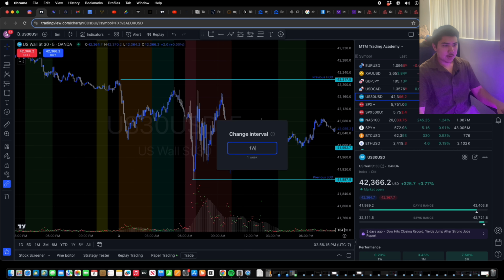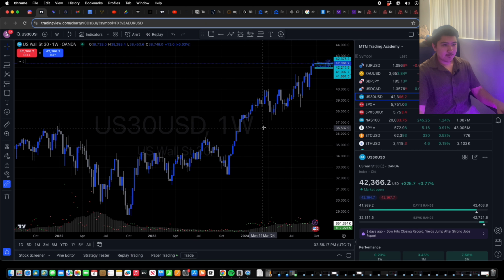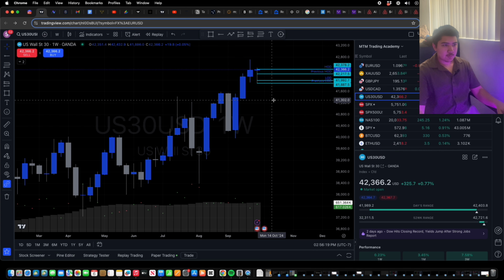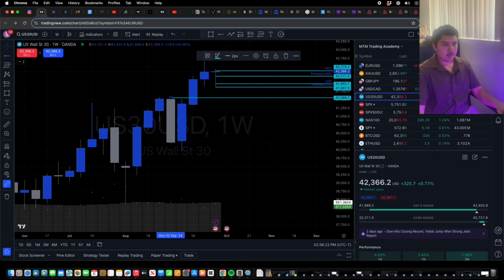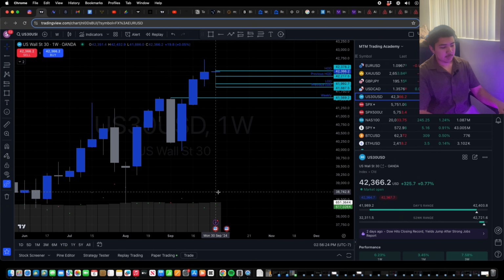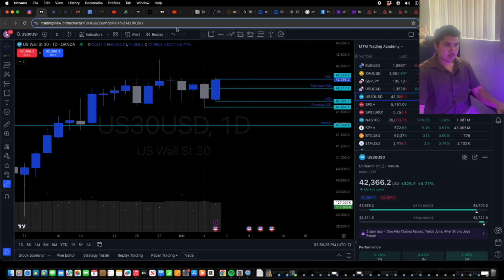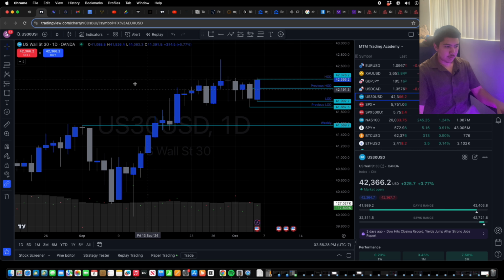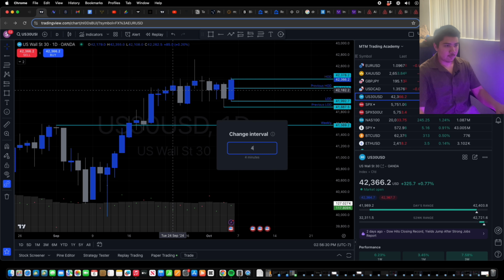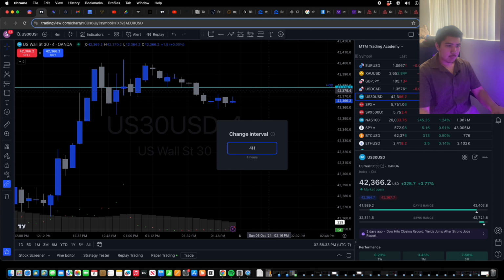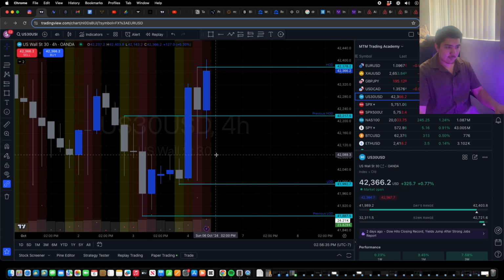Now I want to go down to the weekly, and let's see the area of demand on US 30 on the weekly time frame. Go down to the daily. We don't have much to work with since we've just been in a strong uptrend, so we're going to rely heavily on the 4 hour, 1 hour, and lower time frame levels.